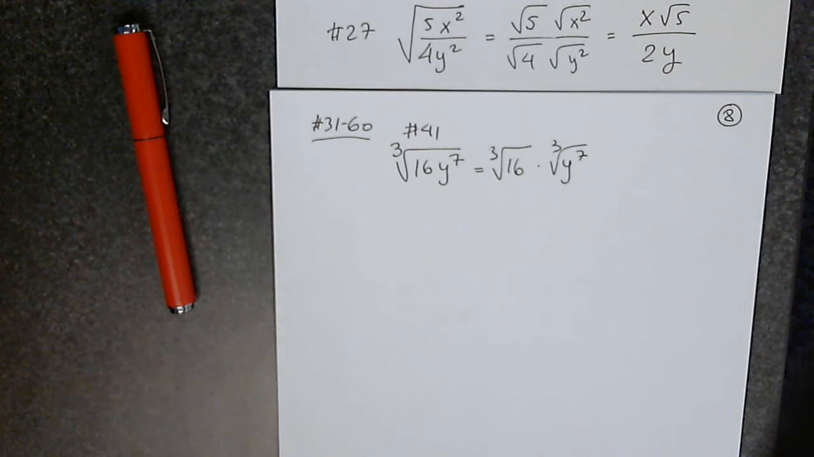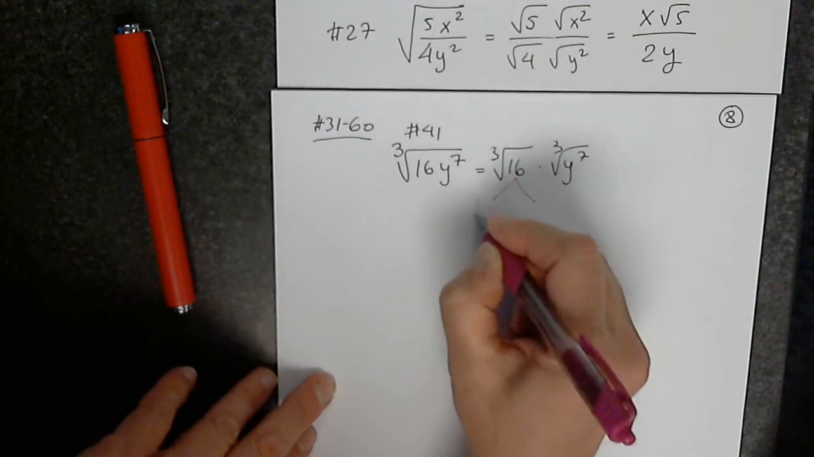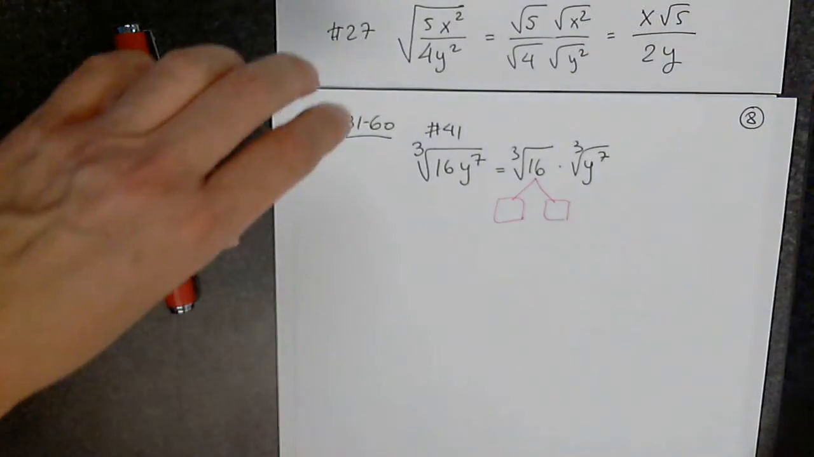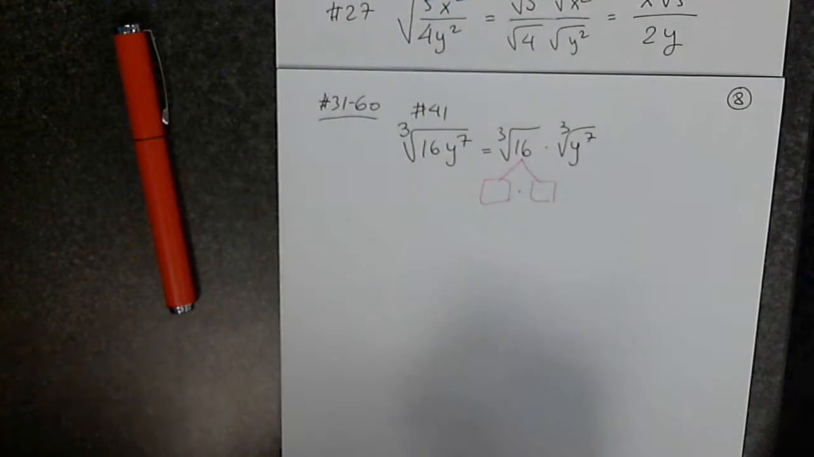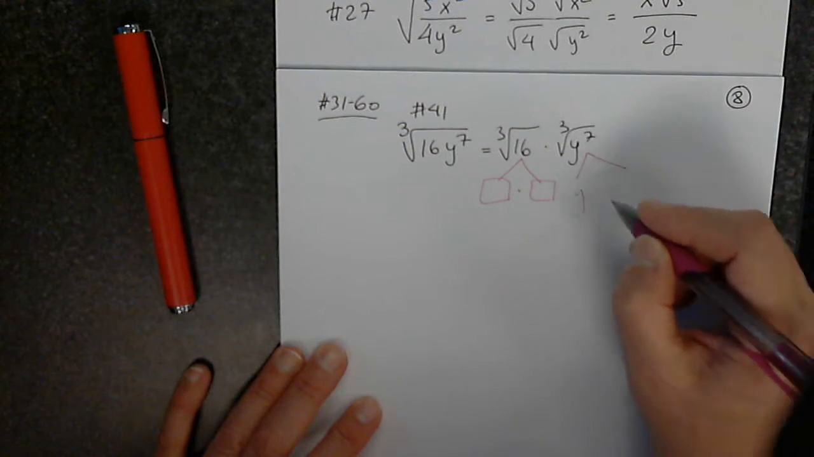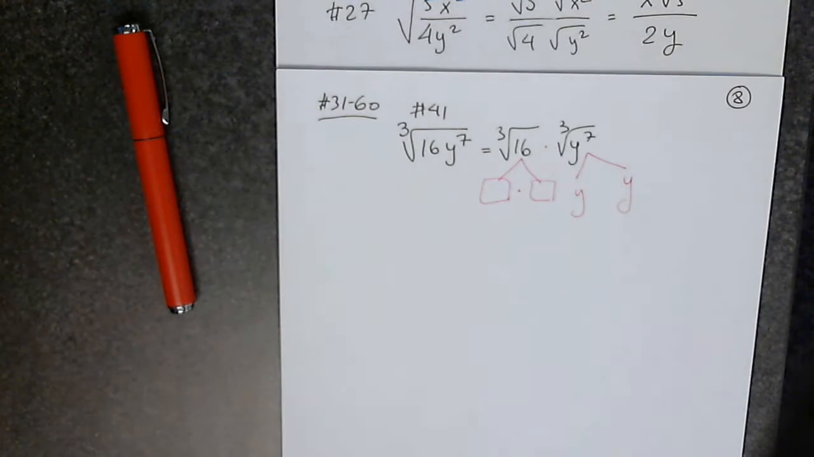Since I know that the cube root of 16 is not an integer, I'm thinking of splitting 16 into something times something else, and one of them is a perfect cube. And of course, I need to multiply them. The same thing with y to the 7th. So I will have y to a power times y to another power. And we'll discuss the power in a minute.